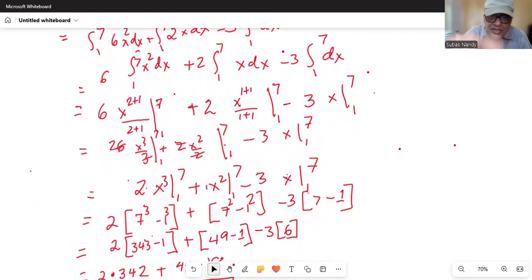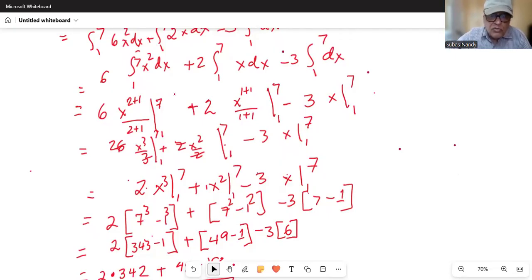Similarly, 2x dx, the x exponent increases by 1, 1 plus 1 is 2, divide by 2. So 2 goes into 2, it cancels out, and minus 3 dx, sorry, is just minus 3x. Limits are from 1 to 7. Like I said, the 3 in the denominator in the first term cancels with the 6 to remain 2 in the numerator. So it's 2x cubed, limits from 1 to 7, plus x squared, 1 to 7, minus 3x, 1 to 7. Then you substitute the limits from 1 to 7.